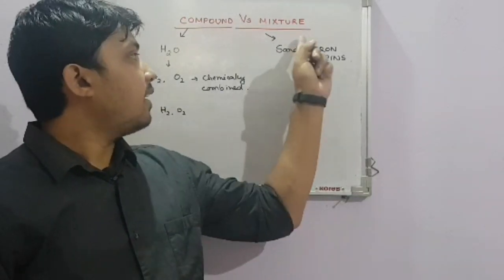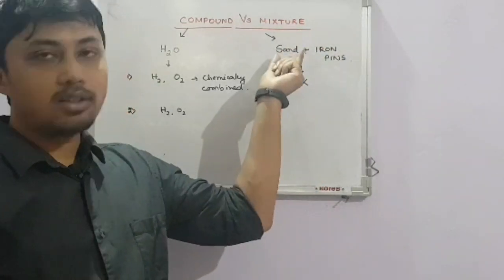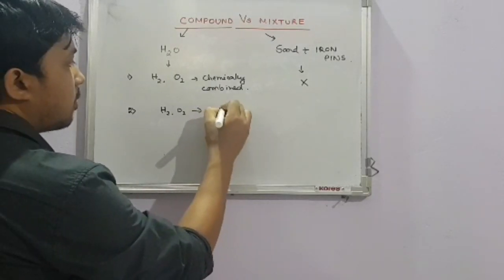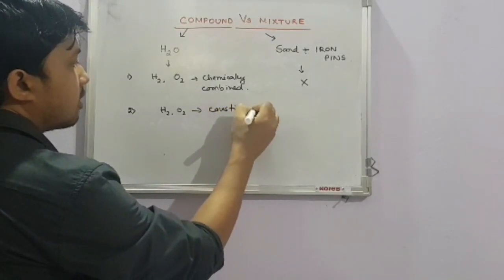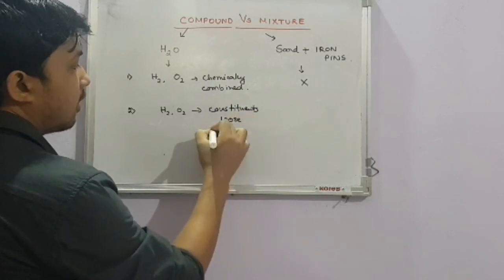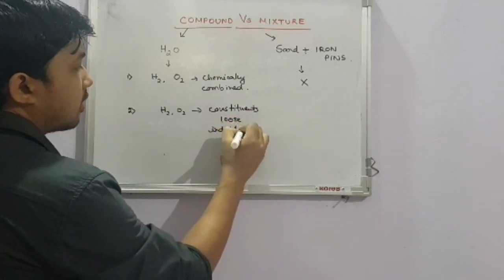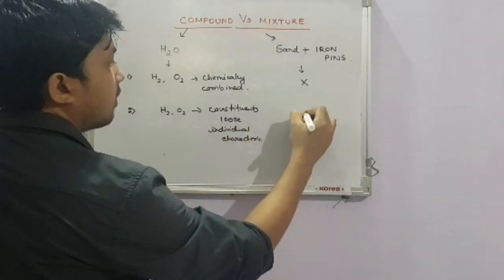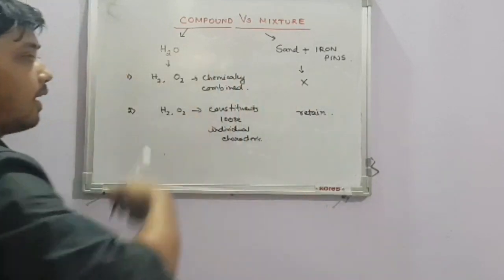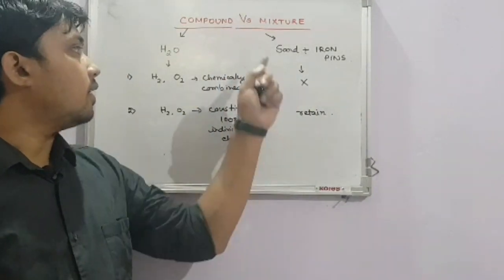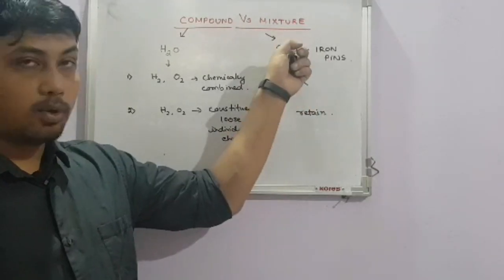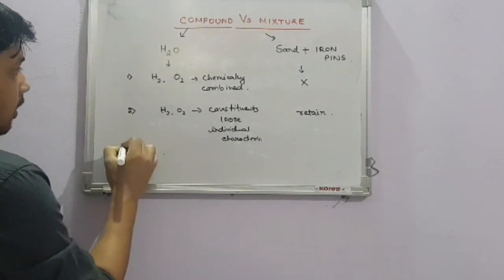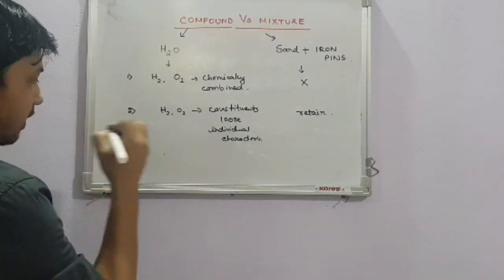What is happening with sand and iron? Sand retains its characteristics, iron retains its characteristics. So basically what is happening? In a compound, the constituents lose their individual characteristics. Here, they retain their individual characteristics. Right? In sand and iron, obviously you can find the characteristics of sand and also the characteristics of the iron filings. That was the second point.